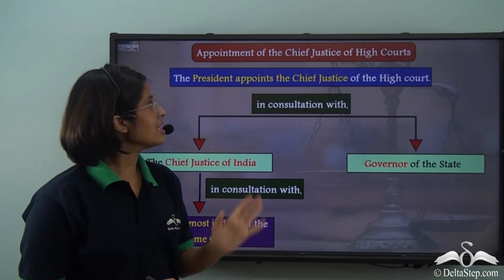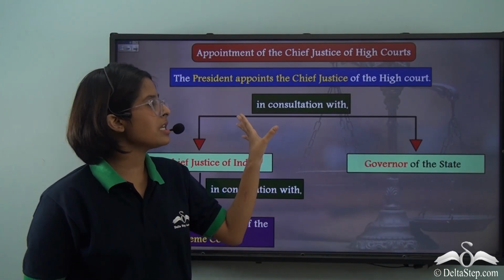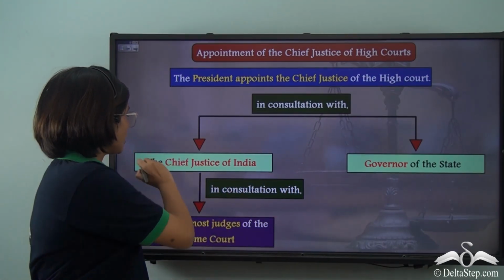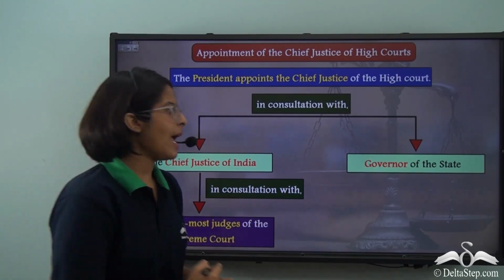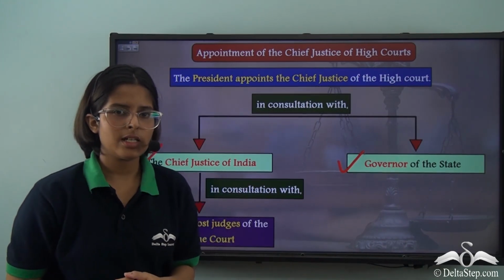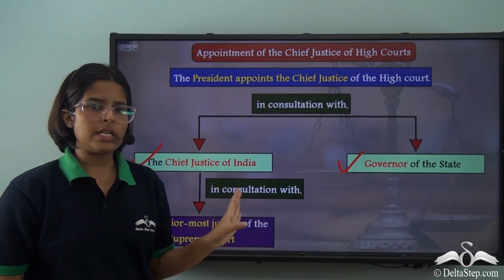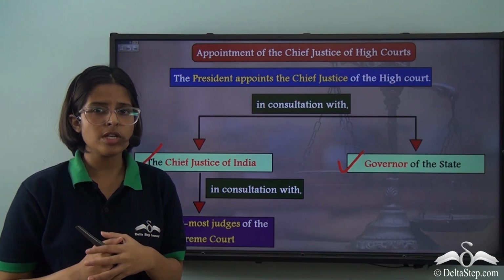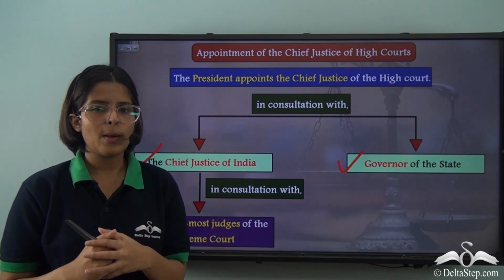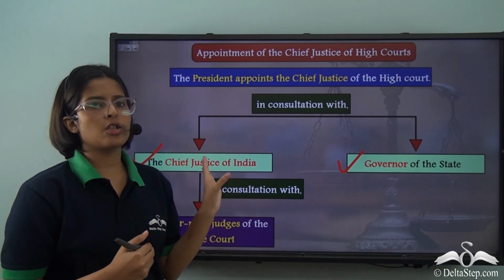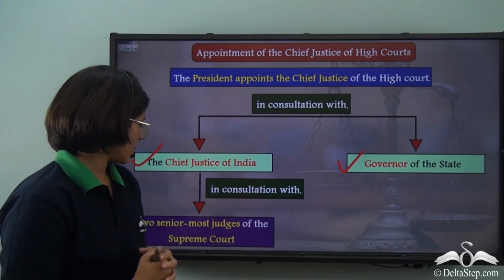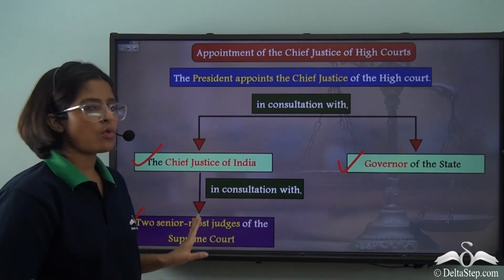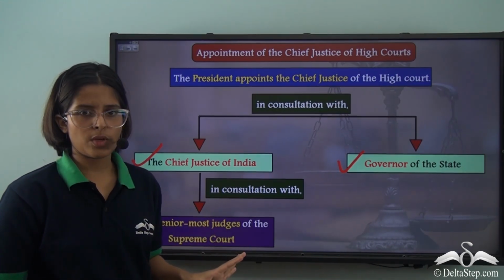So for that reason, the President's decision has to be in consultation with the Chief Justice of India and the Governor of the state. The Chief Justice of India is the Chief Justice of the highest judicial court in the country, that is the Supreme Court. But the Chief Justice of India also has to consult with the two senior-most judges of the Supreme Court.